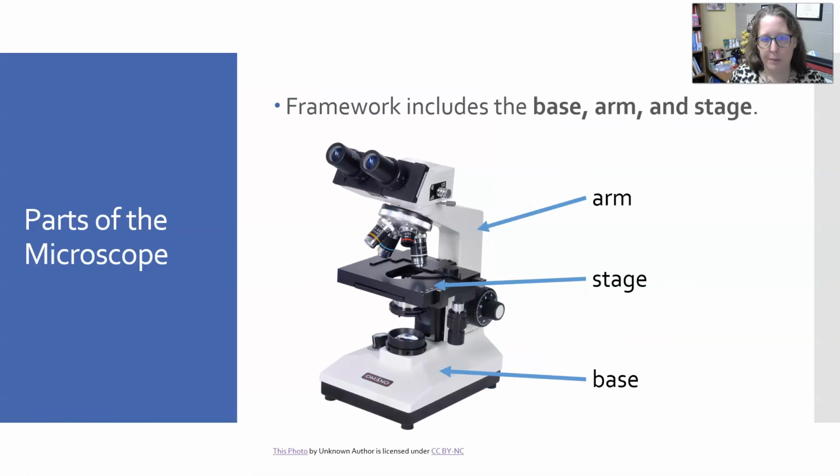So let's go over the parts of the microscope. So the framework of the microscope will include the base, the arm, and the stage. So the base is what you lay on the table. It sits on the table and is usually where the light source is located also. The stage is where you put your slide or your specimen. So again, usually it's a slide of some sort. And then the arm is what holds the objectives and the ocular.